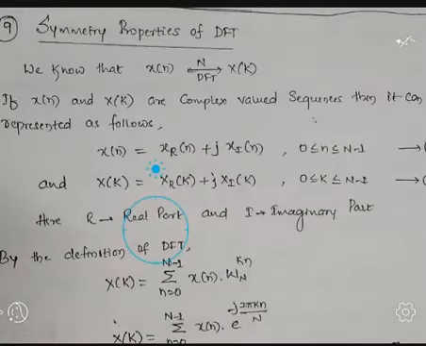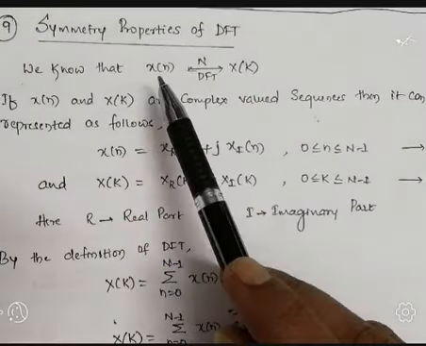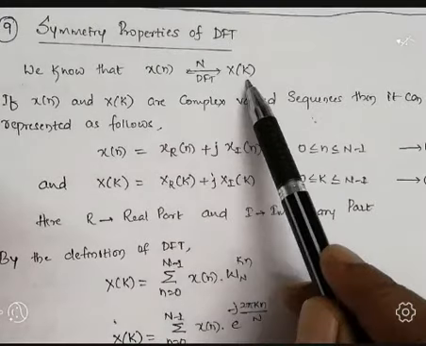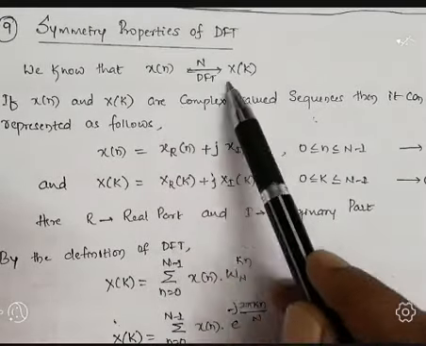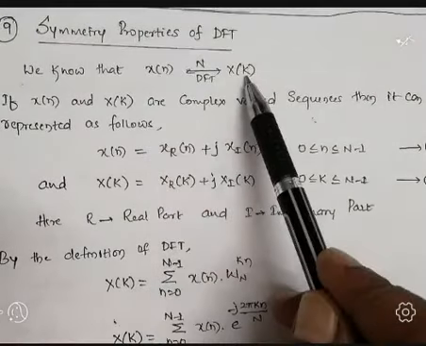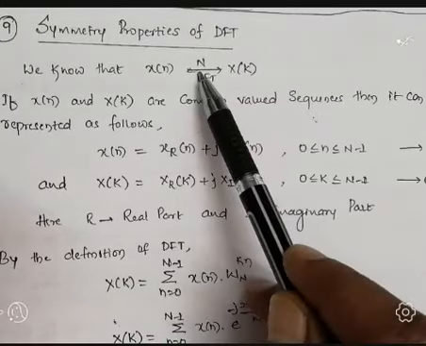Symmetry properties of DFT. First I will write the DFT pair, that is x of n has N-point DFT x of k. This is called a DFT pair. DFT pair means if you calculate the DFT for this x of n, you get x of k. If you calculate the IDFT for x of k for length N, you get x of n.